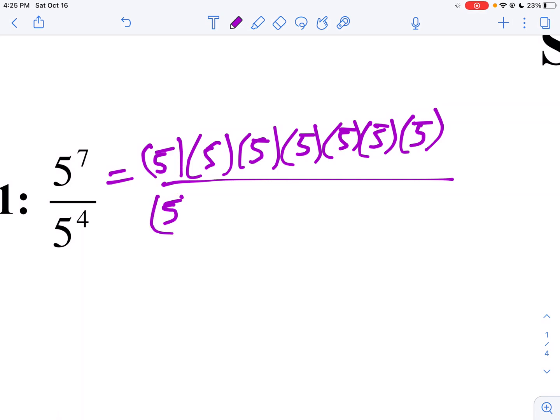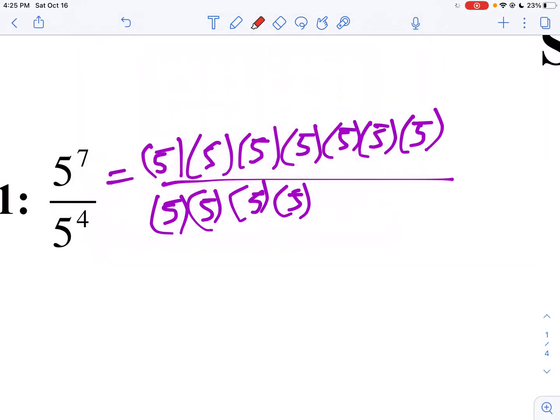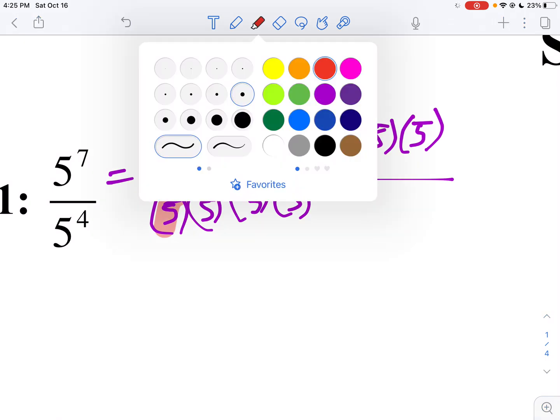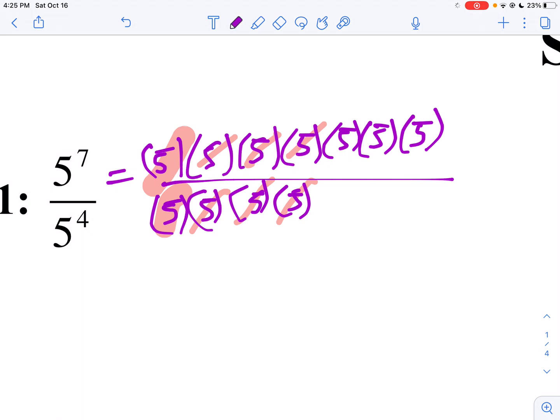So there's 1, 2, 3, 4. And since we're dividing, I can reduce if they're the same. So this 5 and that 5 reduce out. And then this 5 and this 5 reduce out. 4 of the 5s reduce, don't they? So we end up with an answer of 5 to the 3rd power, or 125.